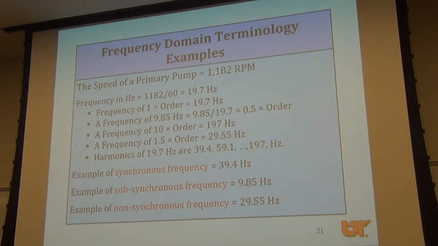Quick examples here. It says the speed of a primary pump is 1182 RPM. If I want to convert this into hertz, divide by 60. So that is the rotational frequency of that main shaft. The frequency of one order is the same as this. If you have a frequency of 9.85, that is 0.5 times the order, right? A frequency of 10 times the order, and so forth. So you can read those numbers.